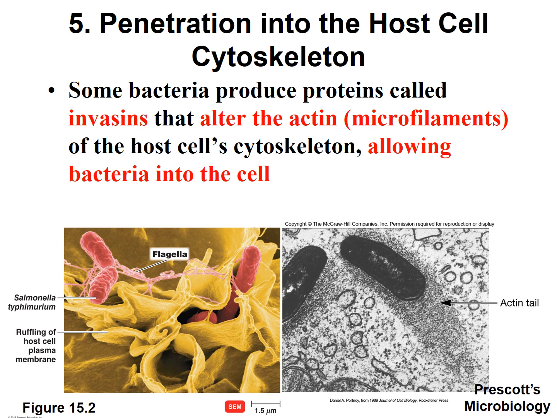Okay, another thing that some bacteria do is they will produce some proteins called invasins. Invasins are going to alter the microfilaments, which are made out of actin, so they're part of the cytoskeleton. The picture on the bottom left shows some salmonella bacteria. They will bind to our cells, and then they will rearrange the microfilaments in the cell so it opens up some holes in the cell membrane. And then the salmonella can just slip inside the cell.